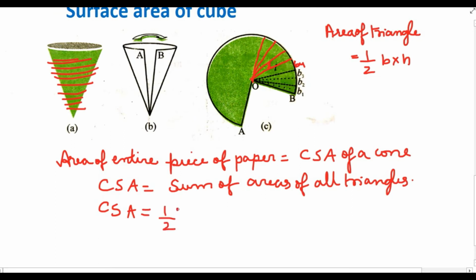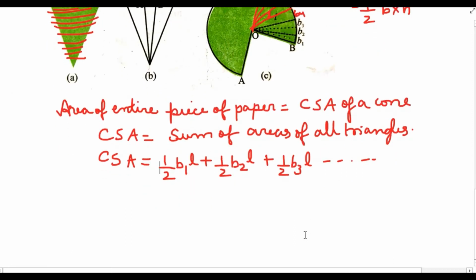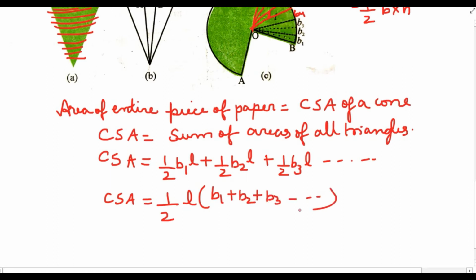So the first triangle has area half b1 into l, the second triangle half b2 into l, the third triangle half b3 into l, and it goes on like this. Now we can say that the curved surface area of the cone is half into l, which is common, into b1 plus b2 plus b3 and so on.